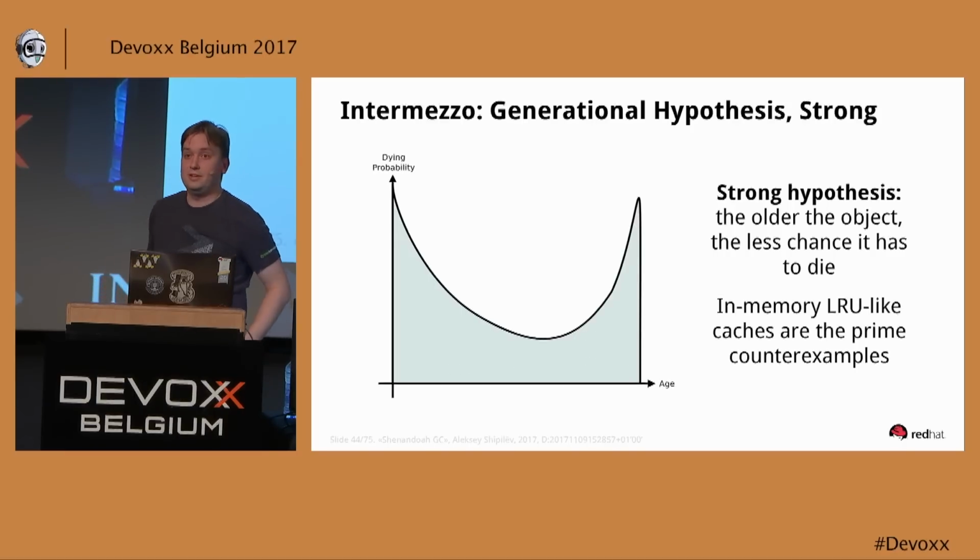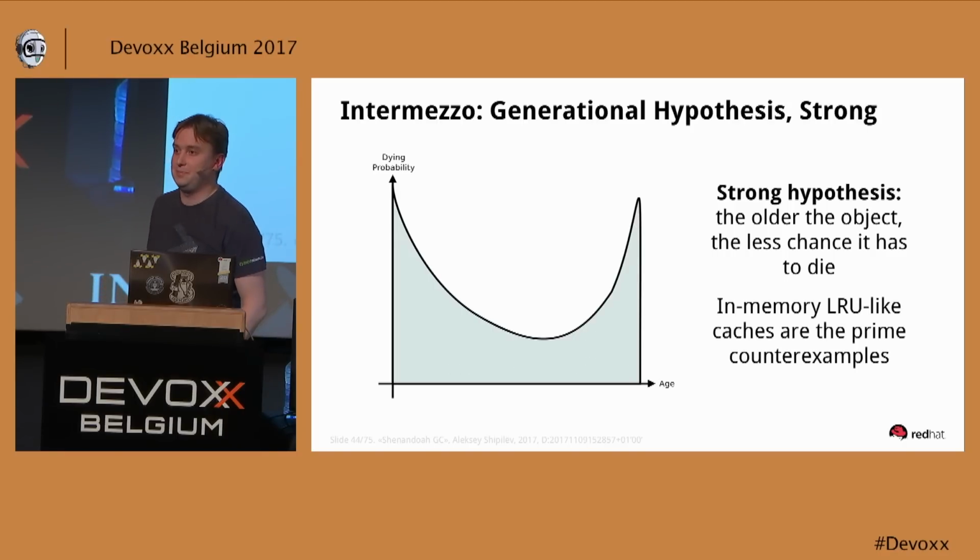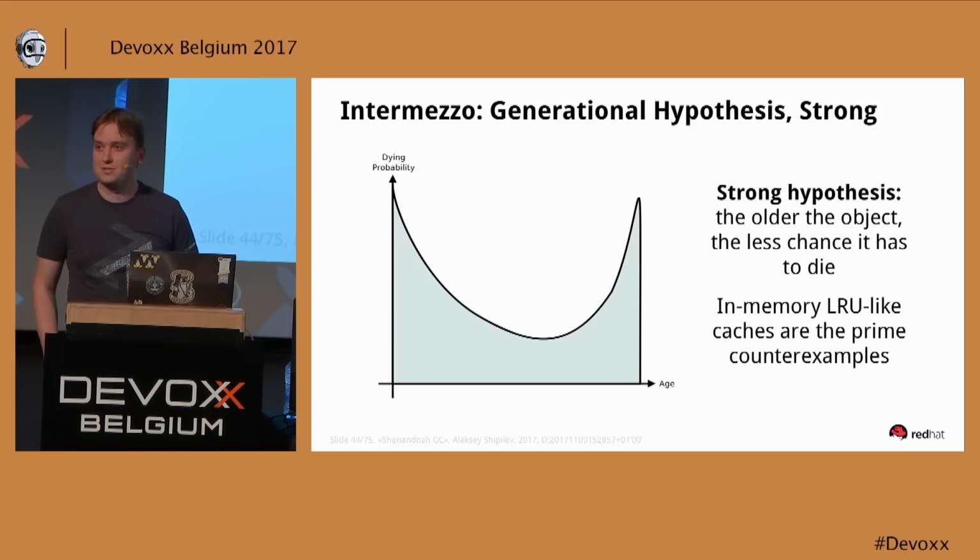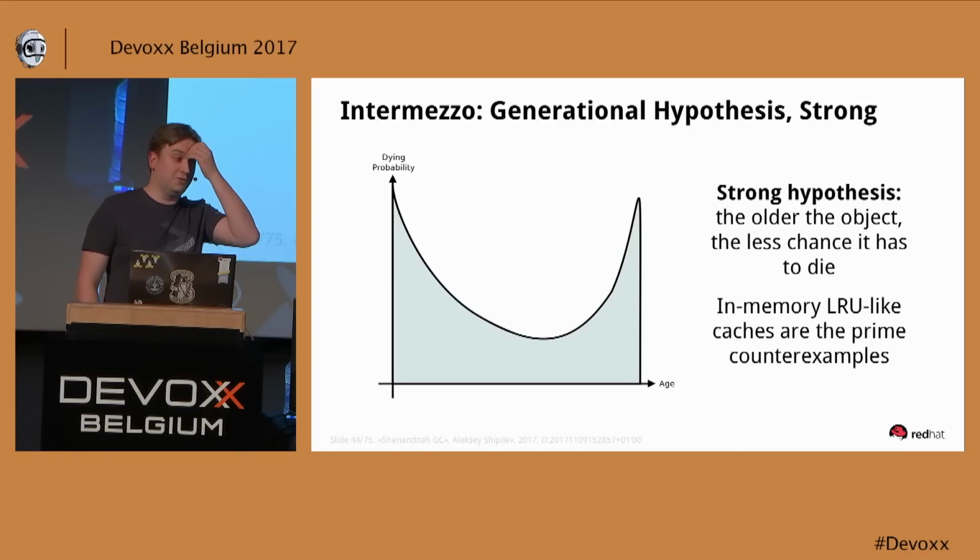Caching. In-memory, say LRU-like caches, are a prime counterexample of this. They will have the occupancy like this. There would be some amount of child mortality in these objects, but it will also dereference the oldest objects there.